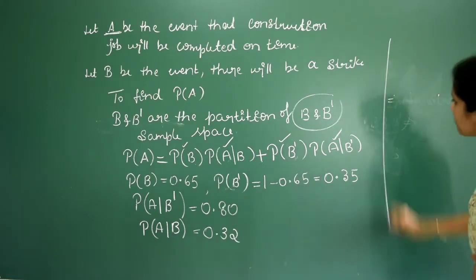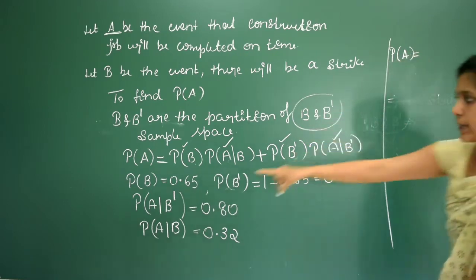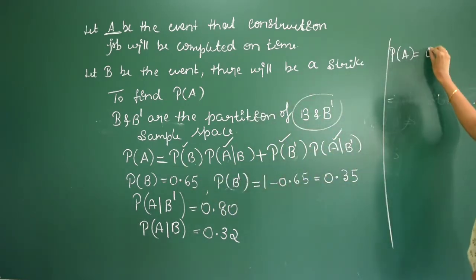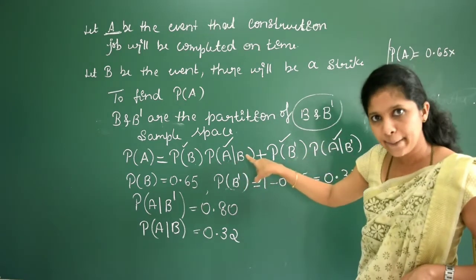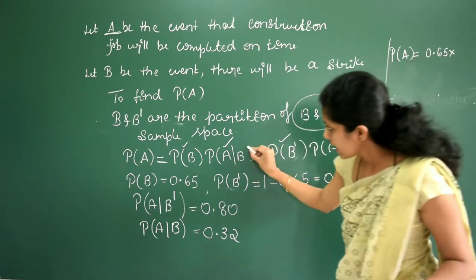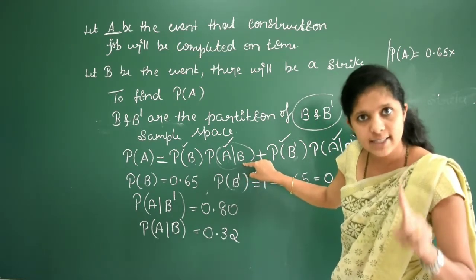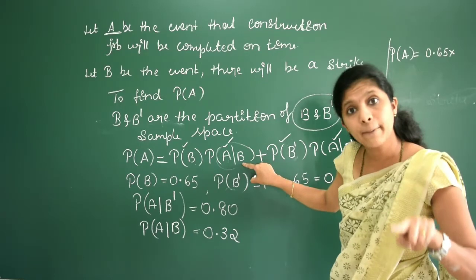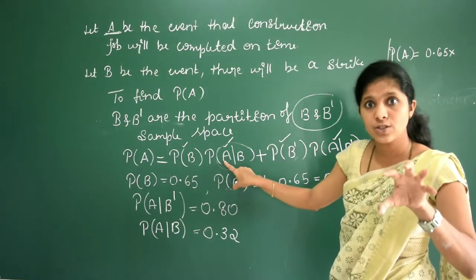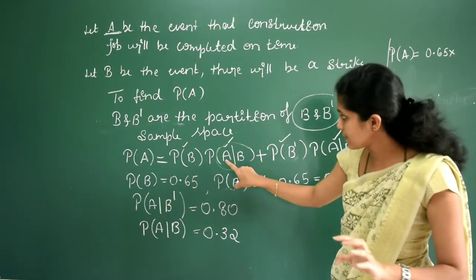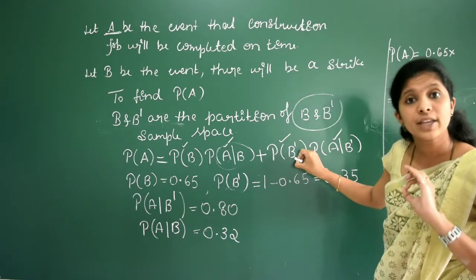Now simple, you just need to substitute, simplify, and find the value. So what can you write? Probability of A is equal to probability of B, 0.65, into probability of A by B. Try to understand this. A by B means it is given that there is a strike. You are finding the probability that the construction job is completed on time. That is probability of A by B.